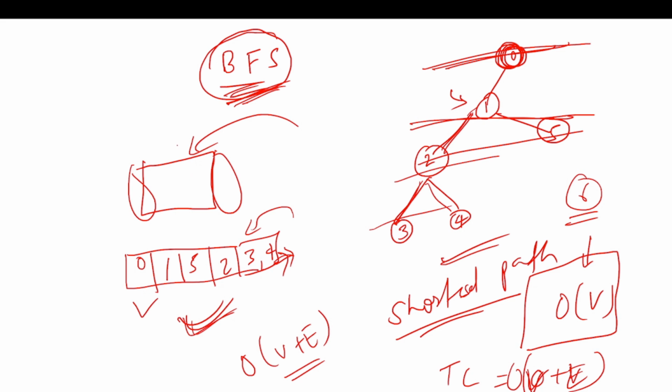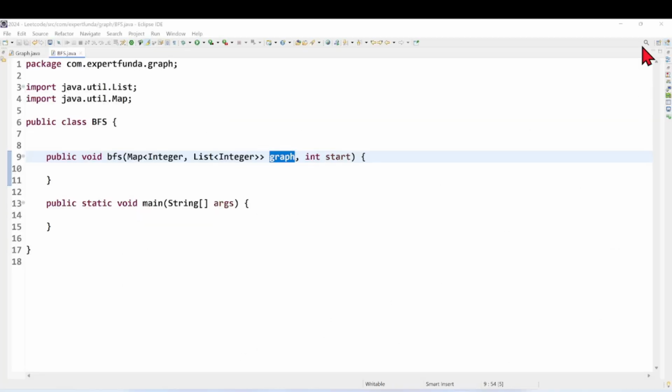What I have told you: first of all, we'll take a queue and put nodes into the queue, and then we'll keep track of adding all those nodes which are already visited. Let's go to the program and we'll try to implement that. Let me go to Eclipse.